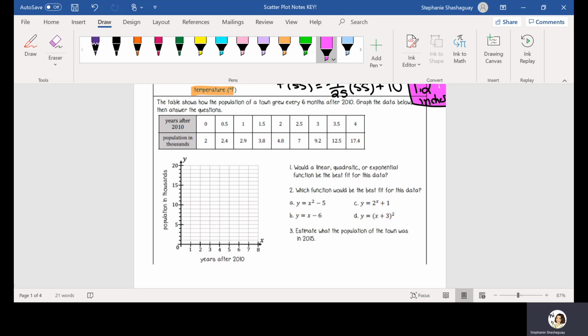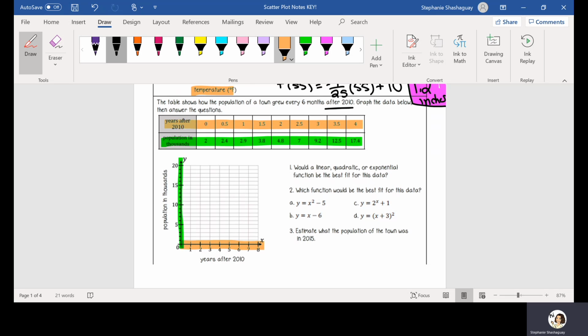your own. So again, we have the table shows how the population of a town grew every 6 months after 2010. Okay, the key point is after 2010. Graph the data below, then answer the questions. So here's my y-axis, and my y data is going to be the population in thousands. And then I have my x-axis, and that is going to be the years after 2010. Okay, so let's go ahead and plot these points.